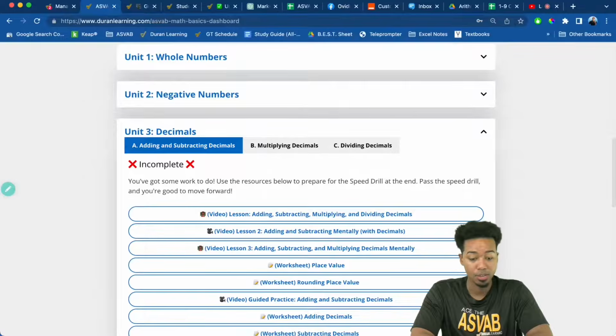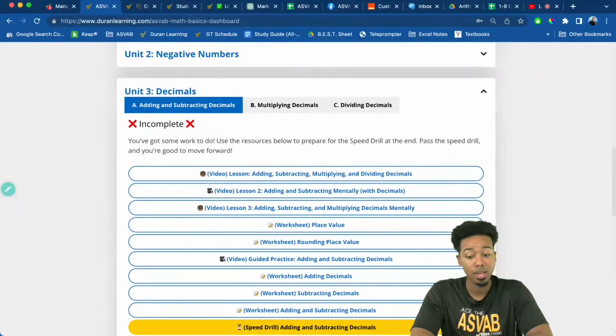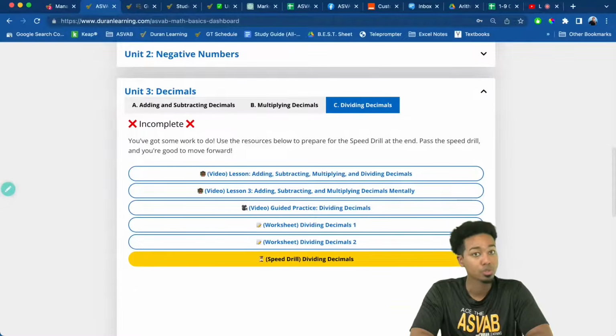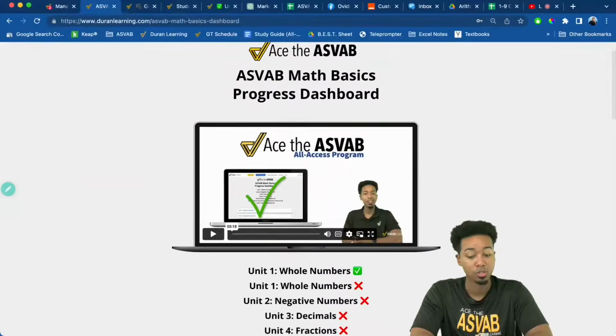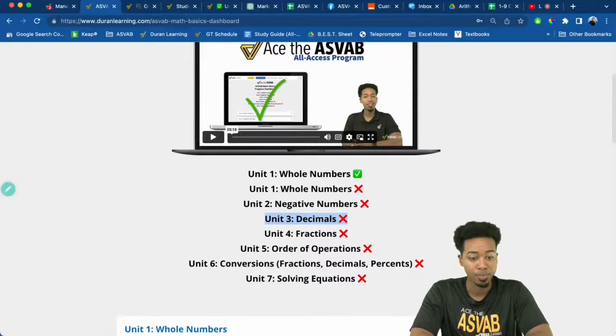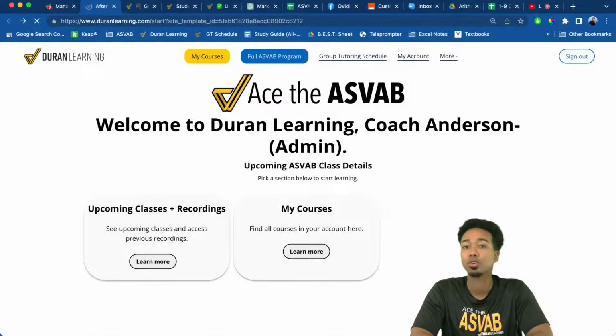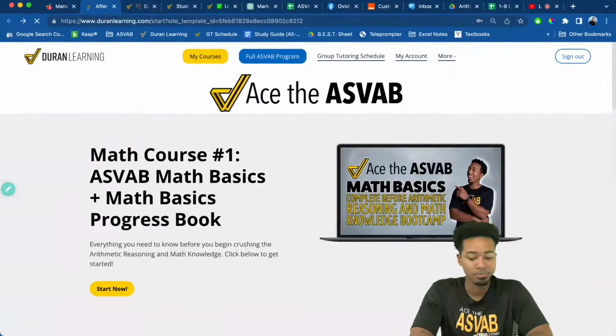And you have everything you need for adding and subtracting, multiplying, dividing, and your speed drills that you need to pass to complete the unit. You get the check marks for A, B, and C, then the entirety of Unit 3 turns into a check mark. That's simple. Now, when you're ready to go into the arithmetic reasoning, when you're ready to do the general word problems that we did today, easy enough.